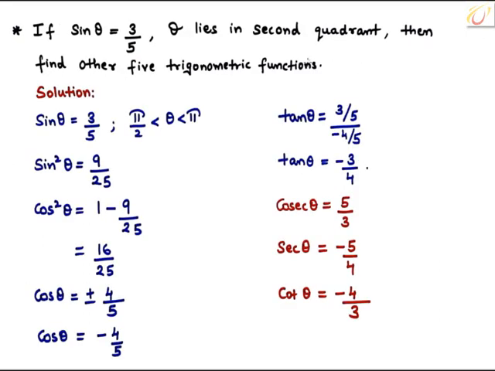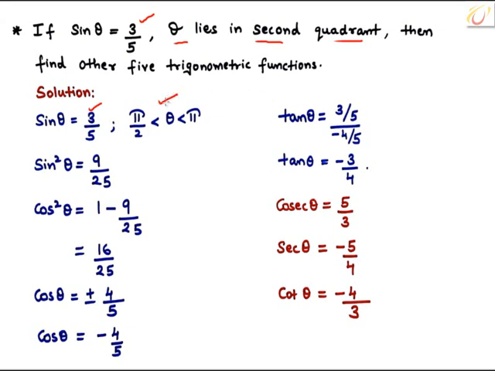Let us continue. If sin theta is equal to 3 by 5 and theta lies in second quadrant, then find the other 5 trigonometric functions. So simple sum, straightforward. Sin theta is 3 by 5. Theta is in quadrant 2.